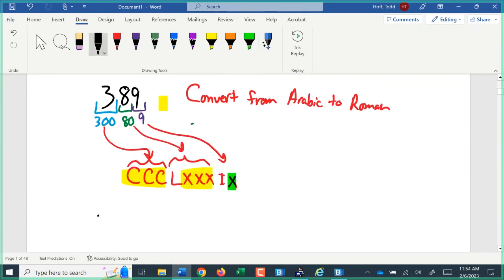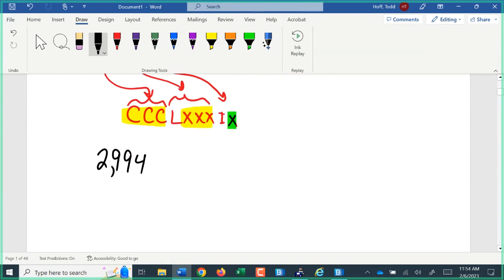So let's look at 2,994 as to how we would then convert that into our Roman numerals. So we start with the 2, which is 2,000. So to code 2,000, the symbol for 1,000 is M, so we just use MM for 1,000 plus 1,000.